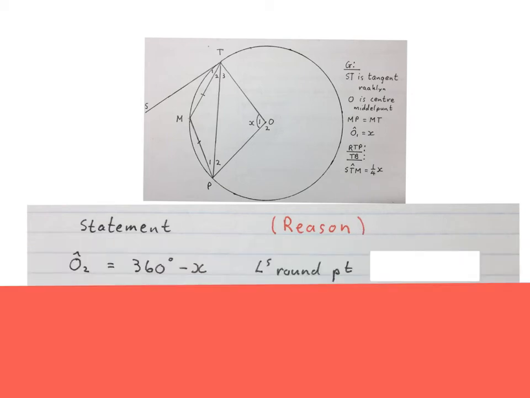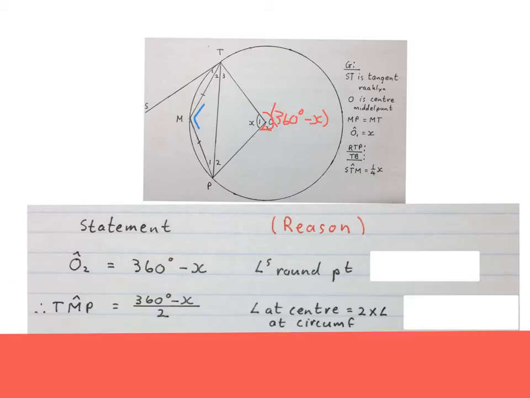Firstly, we can say angle O2 is equal to 360 degrees minus x, angles round a point. So the angle over there is equal to 360 degrees minus x. Next, we can write the angle TMP is equal to (360 degrees minus x) divided by 2. Angle at center is 2 times angle at circumference. So that blue angle there at M is going to be this size.